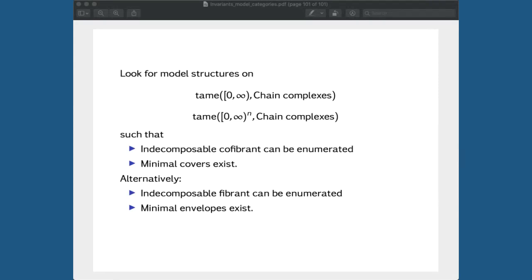One way of doing this is if it splits into indecomposables, and I can enumerate these indecomposables. But for two parameters, I don't know how to do that. I mean, I know that it's a wild representation type.